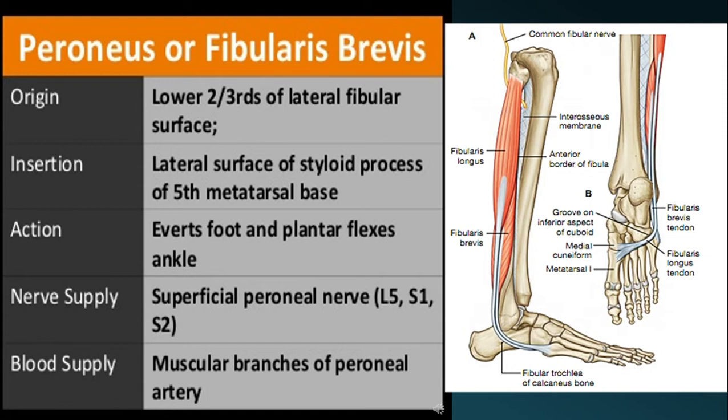An important relation to remember is that initially this muscle is deep to the fibularis longus up till behind the lateral malleolus. Then this muscle lies superior to the tendon of fibularis longus. Fibularis longus here you can see is going inferiorly towards the plantar aspect. So the relation changes here.